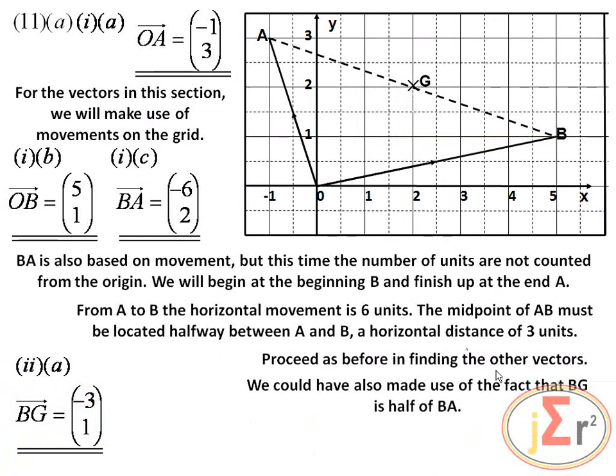We could have also made use of the fact that BG is half of BA. So for BA, we could have said half of negative 6 is negative 3, and half of 2 is 1. So we could have done that.